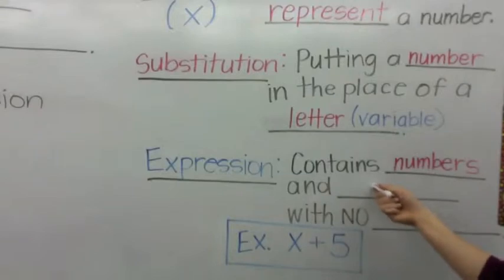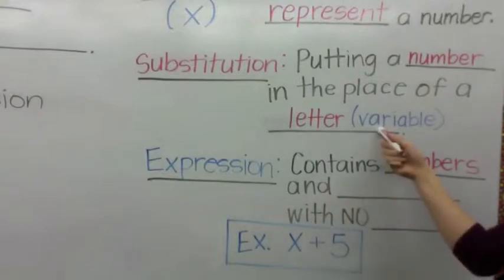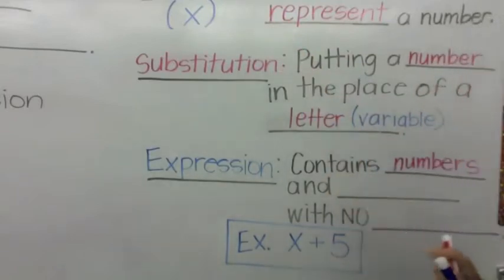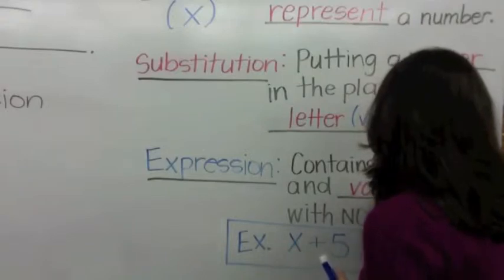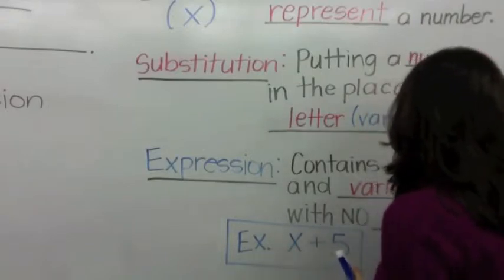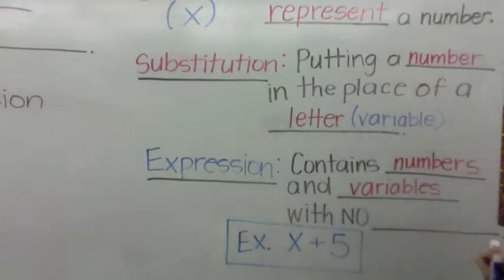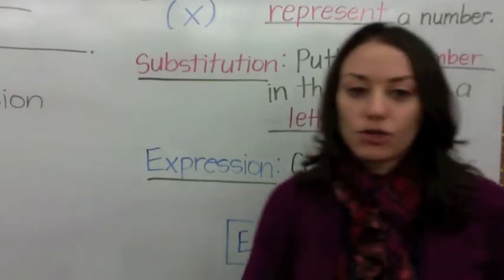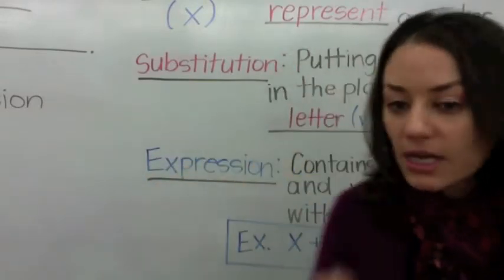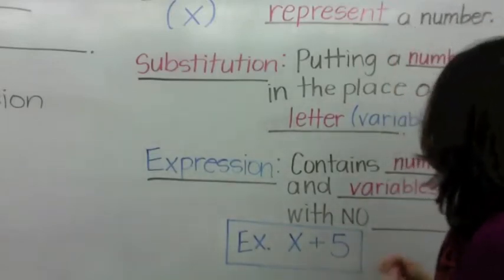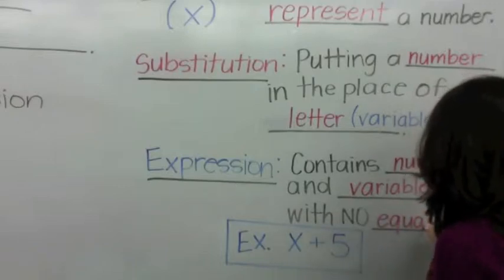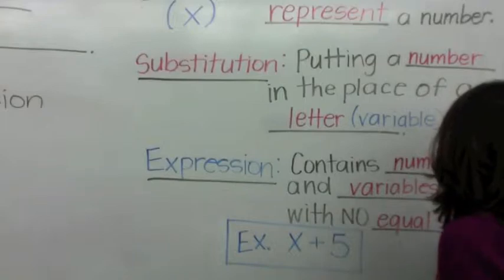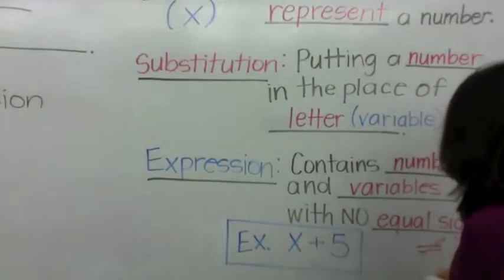So an expression is going to contain numbers and instead of letters, what could I write? What's another word for letter? Another word for letter is variable. So it contains letters and variables. Okay. And often it does not have an equal sign. Say no equal sign. No equal sign. Okay. So we're going to write equal sign. Okay, so no equal signs.